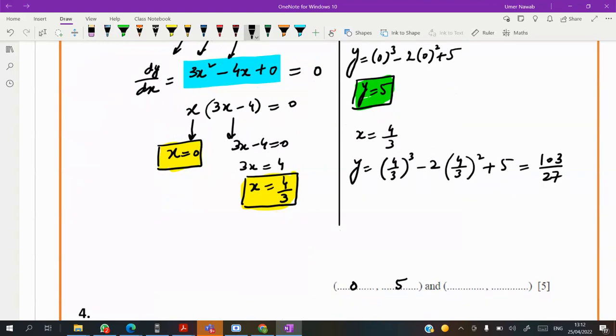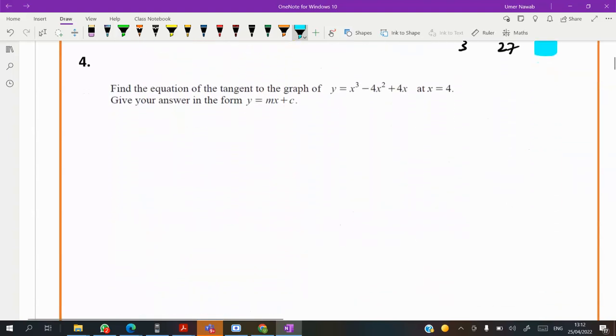So if your x coordinate is 4 over 3, then your y coordinate is 103 over 27. So imagine how many marks the examiner is putting here, 5 marks. Next question, equation of a tangent.